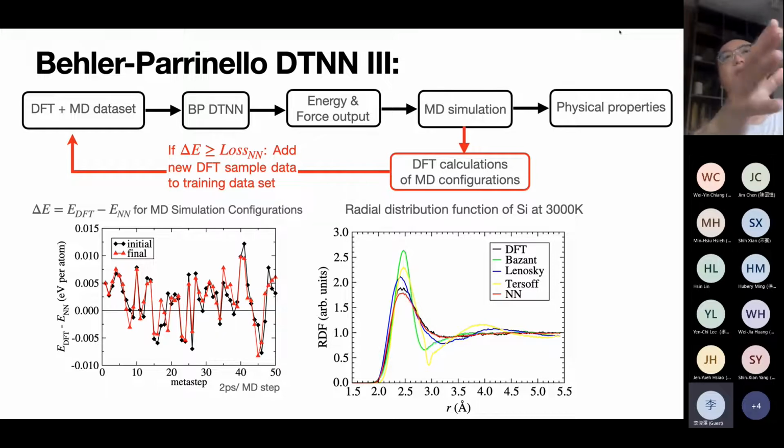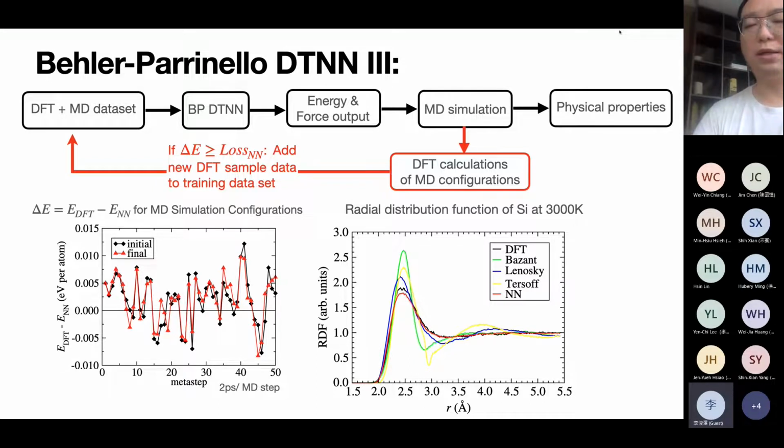So DFT plus MD will give us a grand set of configurations with corresponding energies, which we then use as the training data set that we feed into the BPDTNN. So we train the BPDTNN to learn the energy and the force, and then we feed it back into MD simulations.